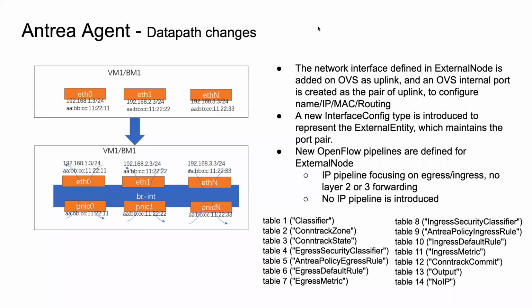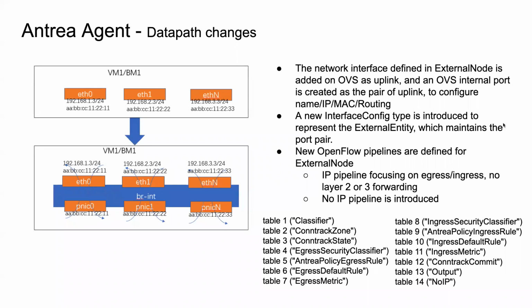Junjun has a question on the chat regarding specifically table 14, "no IP". I was also curious why "no IP". Junjun suggests that maybe it should be "non-IP". Sure, we will rename it to non-IP in the code.